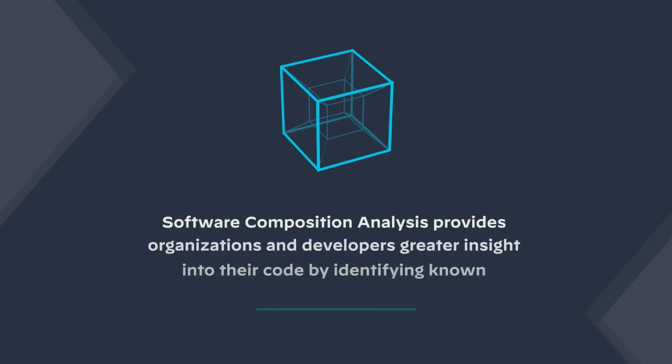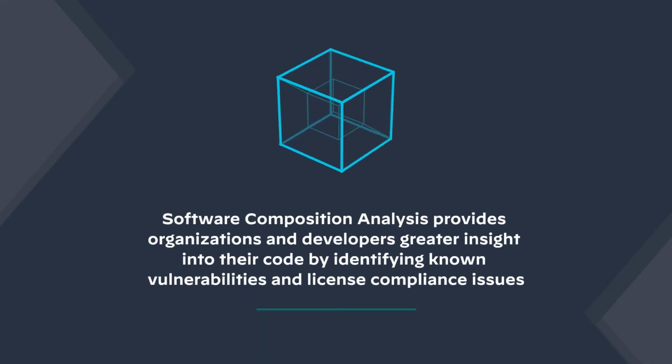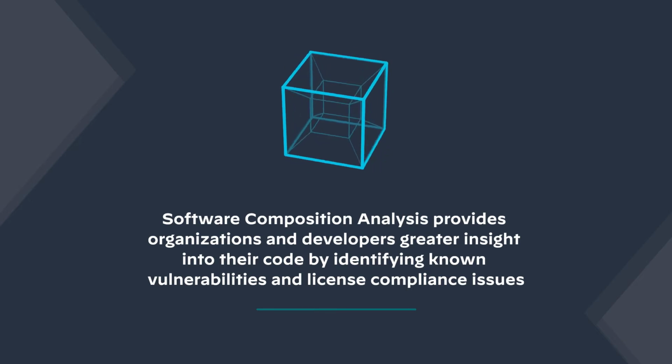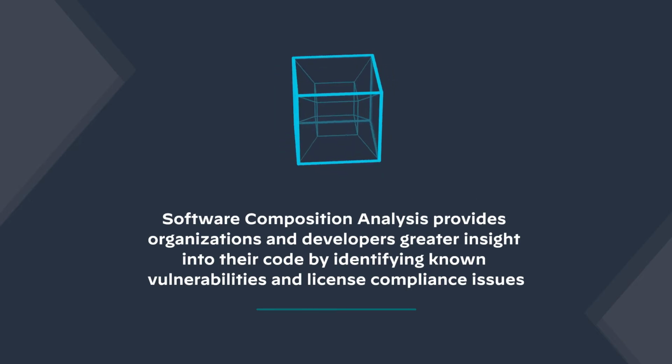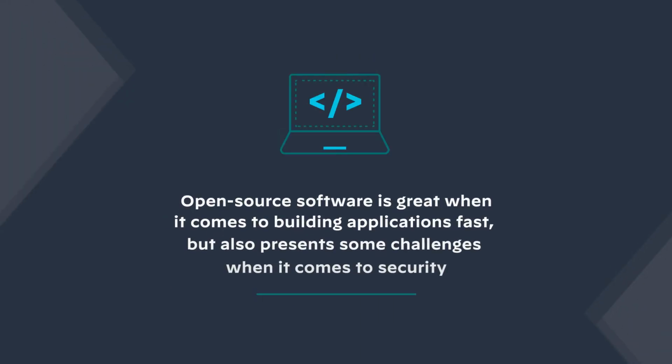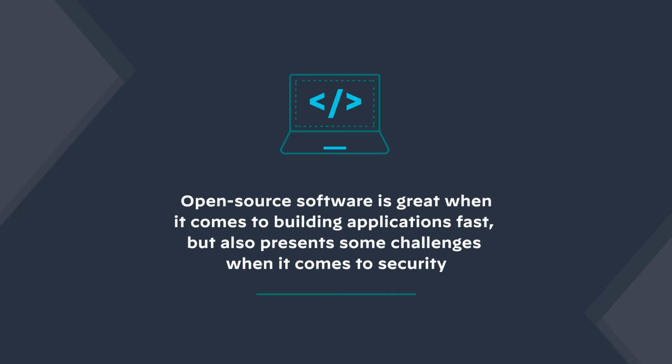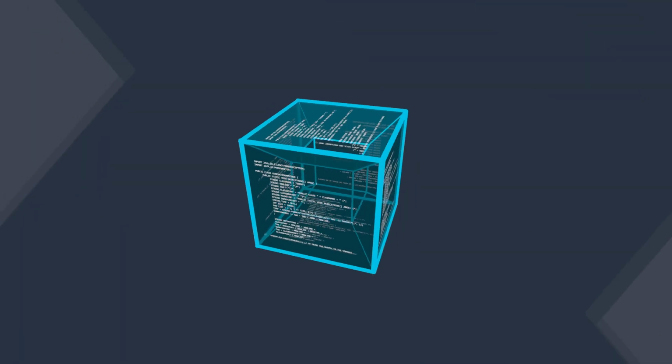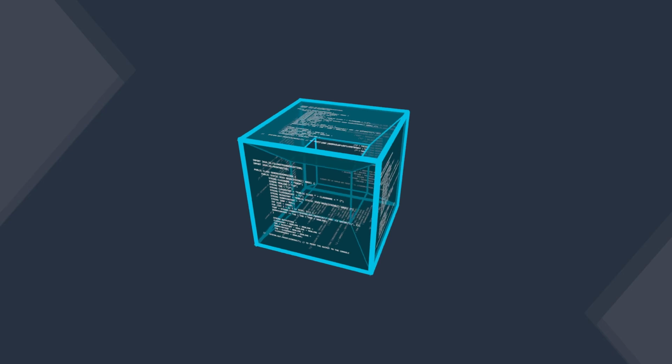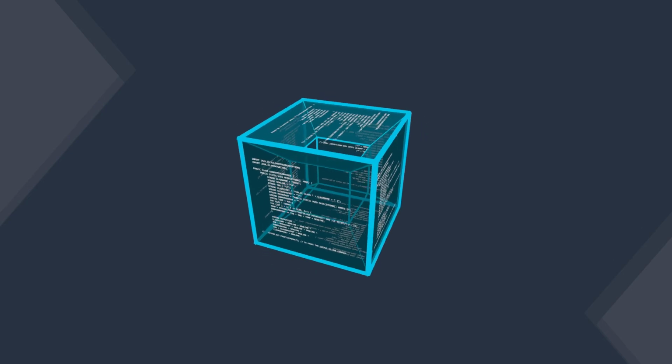Let's recap what we've learned in this episode of What's That. Software composition analysis provides organizations and developers greater insights into their code by identifying known vulnerabilities and license compliance issues. Open source software is great when it comes to building applications fast, but also presents some really big challenges when it comes to security. Known vulnerabilities, also known as CVEs, are weaknesses that can compromise or create risk within the code base. To help surface vulnerabilities, software composition analysis is here to help. SCA keeps track of vulnerabilities throughout all key components of open source packages, including any and all dependencies.